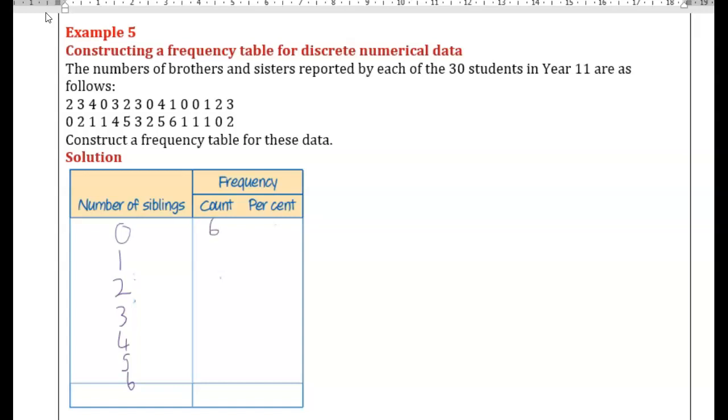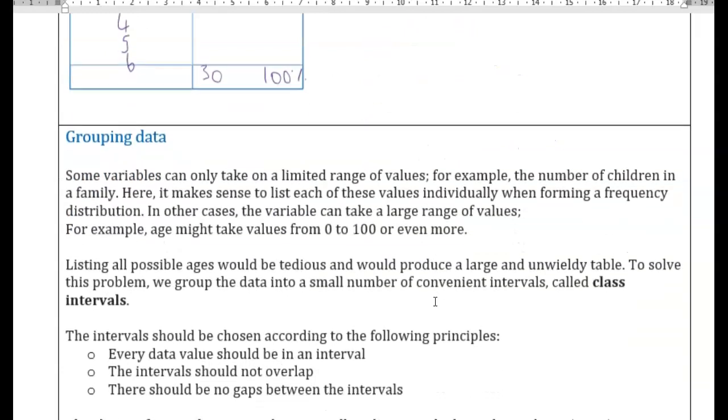Then to do your percentage, we go 6 over the number of students, which is 30, and then multiply that by 100. And I actually know that that is 20%. So percent. And then you do the same for 1, 2, 3, 4, 5, 6. You should have for your count, the total should be 30, and for your percentage, it should be 100%. So I'm going to move on because I'm pretty sure you'll be able to do that.